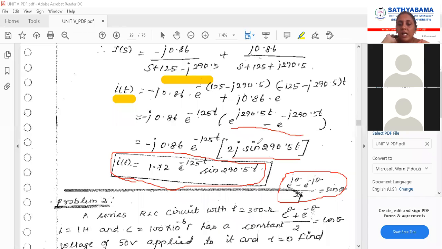So this is the RLC. For an RLC circuit, you have to check in which case it is falling and you have to solve the problem.